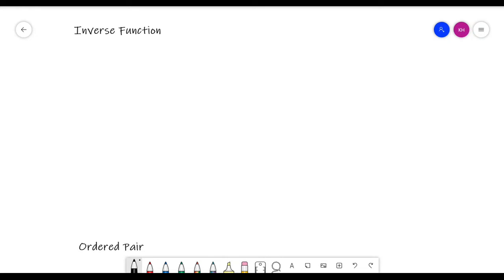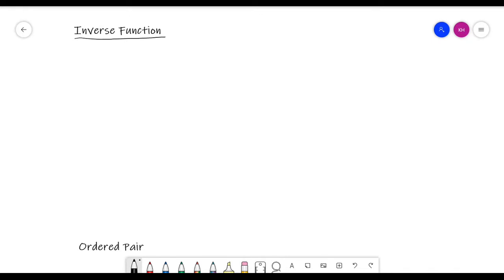Hello and welcome. In today's lesson, we're going to learn about inverse functions. I'm going to explain what an inverse function is and how to find the inverse function from an ordered pair, from a graph, and from an equation.